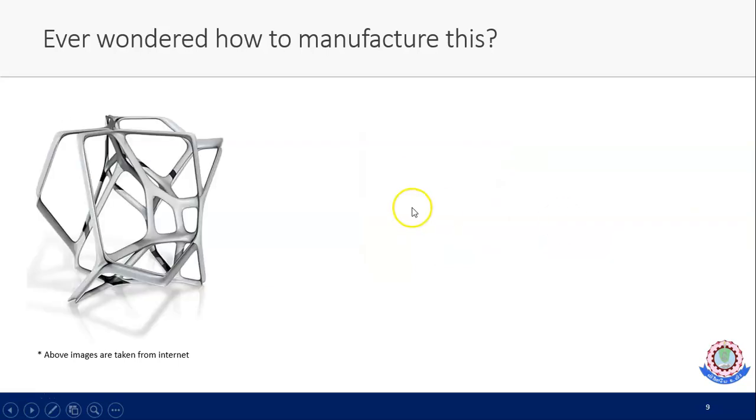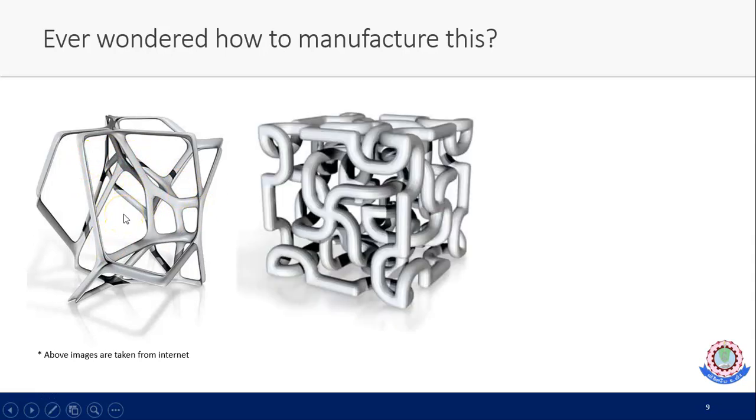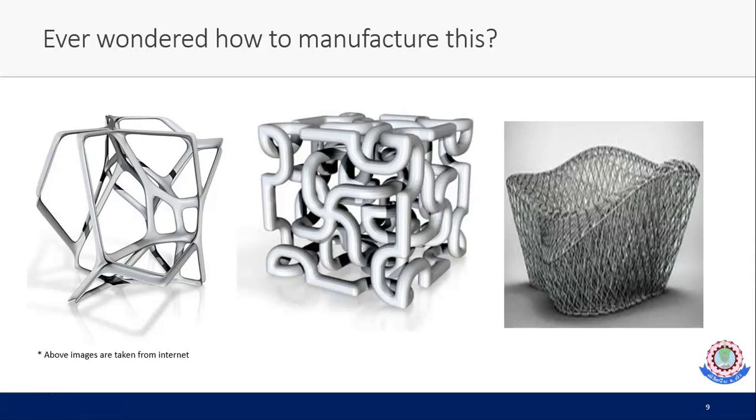Can you imagine how to manufacture this, right? How to manufacture this, or this, or this? You cannot use a lathe, or drilling, or casting. You cannot use joining, right? You cannot use traditional methods to fabricate this kind of product because we have some limitations, right? With a lathe, you cannot make this. With drilling, you cannot make this.